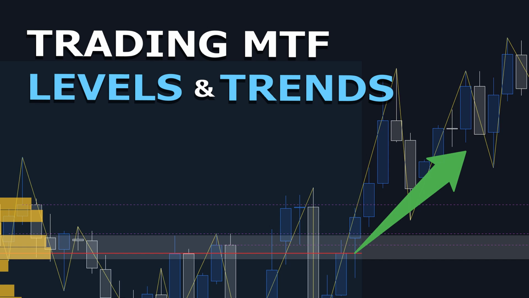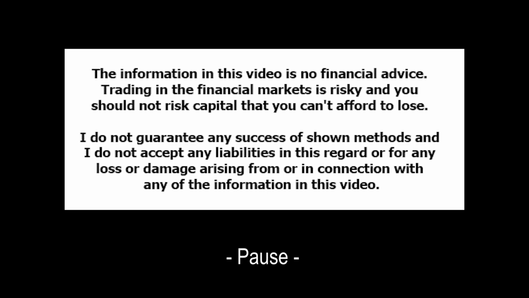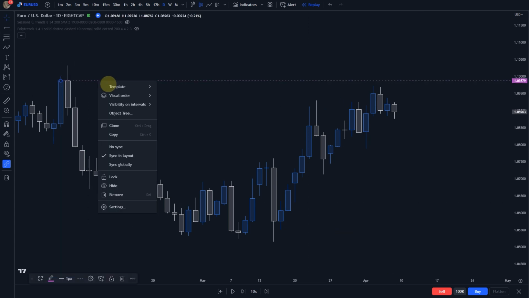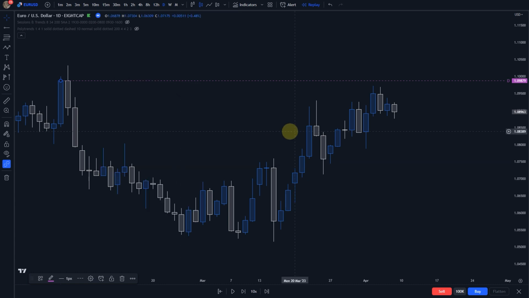Hey traders, in this video I show you how to use trend and levels for support and resistance on multiple time frames. Okay, here we have the daily time frame of Euro USD and it is a clear uptrend. You see we have higher highs and higher lows. I expect price to reach at least this daily resistance and perhaps finally take out the high.